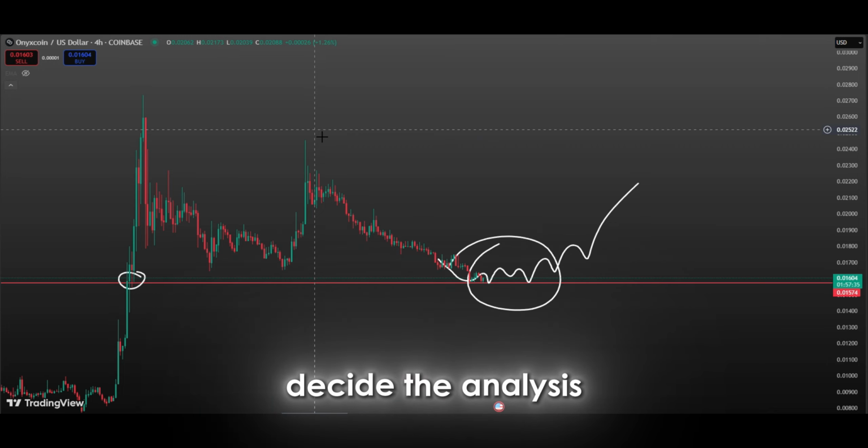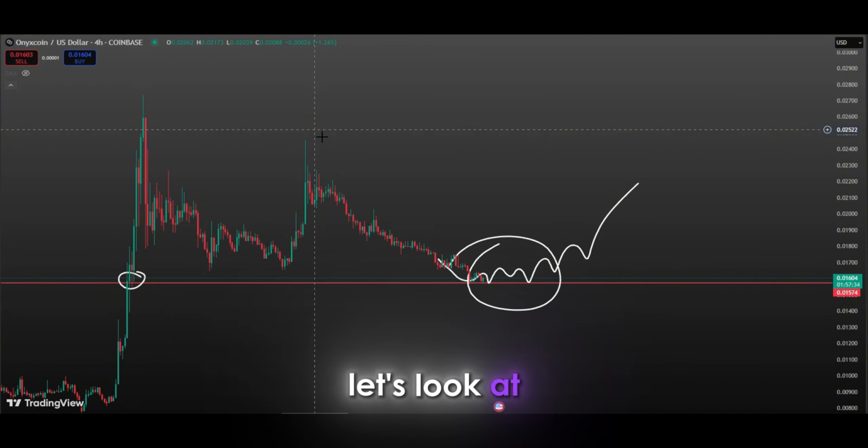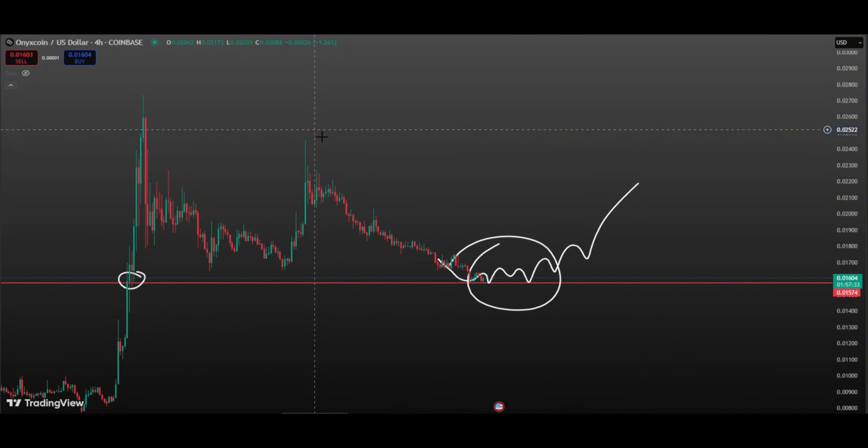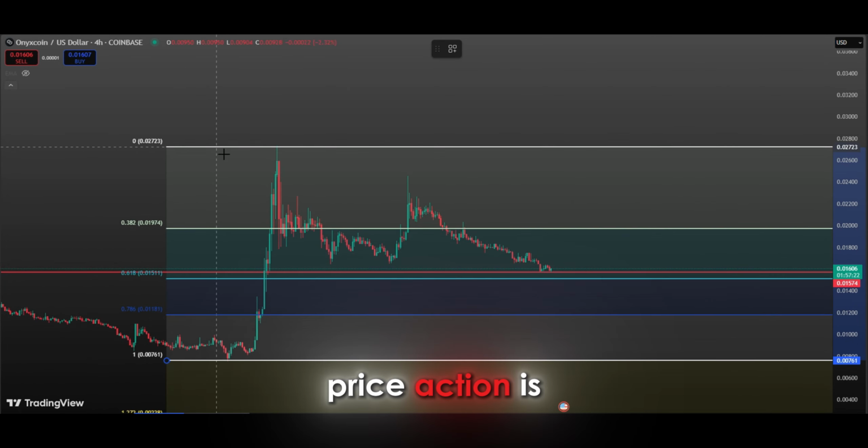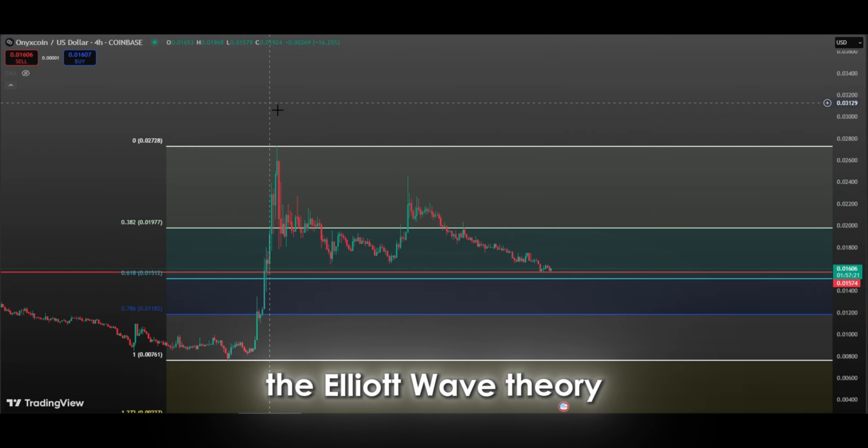But we cannot decide the analysis only with support. Let's look at other metrics. Stay tuned. From a long-term technical analysis perspective, price action is in line with the Elliott wave theory.